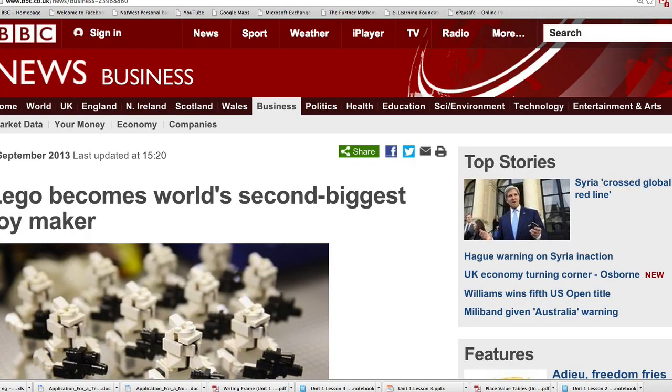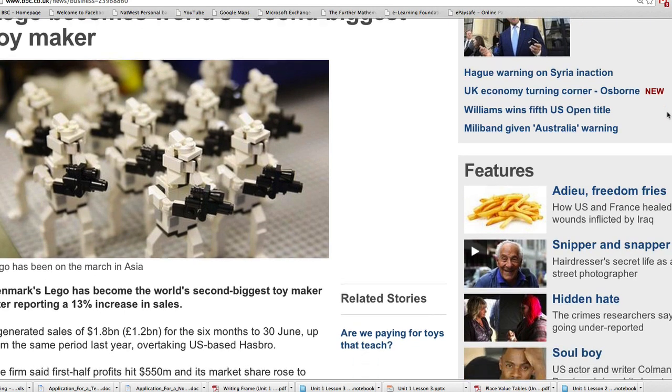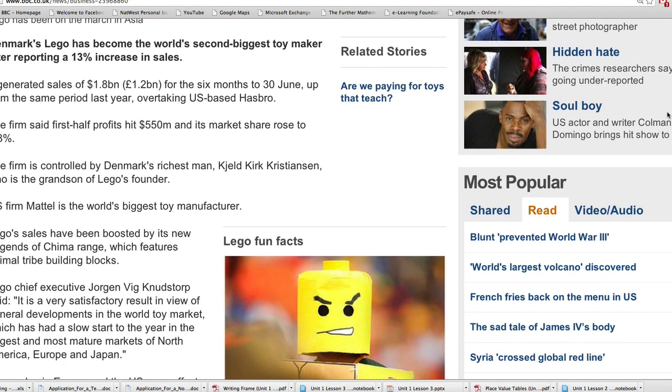Just by way of an example, I want to show you a quick link. This was a news article with the BBC a few days ago about Lego. It said Lego is the world's second biggest toy maker with a 13% increase in sales, and it said its sales were 1.8 billion and its first half year profits were 550 million. Obviously, those numbers aren't the actual numbers, but for the purposes of the BBC article, they rounded them to make them easier to make sense of, with fewer digits.